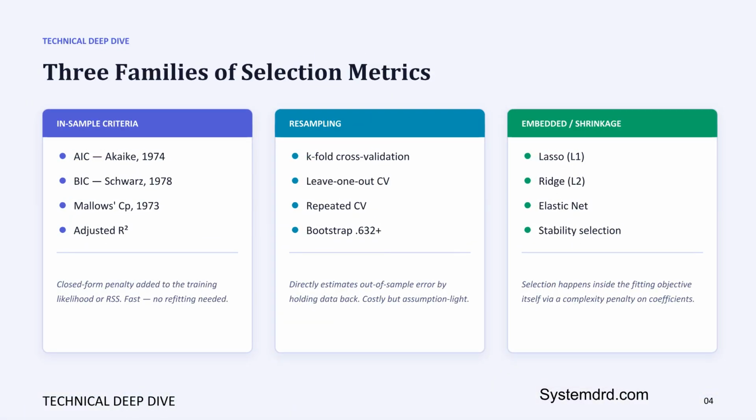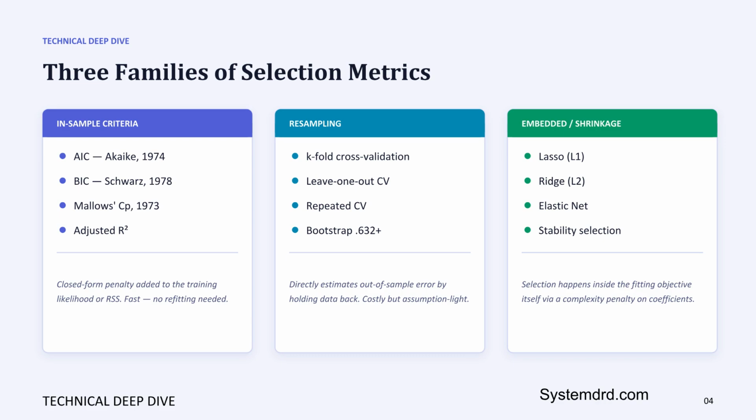There are 3 families of approaches, and it's worth knowing all 3 because they show up in different corners of practice. The first family is in-sample criteria. AIC from Akaike in 1974, BIC from Schwarz in 1978, Mallows' Cp from 1973, and adjusted R squared. These all work the same way. You fit the model once, take the training likelihood or residual sum of squares, and add a closed-form penalty term based on the number of parameters. Because there's no refitting involved, these are fast. You can compute AIC or BIC for a candidate model in the time it takes to fit it once.